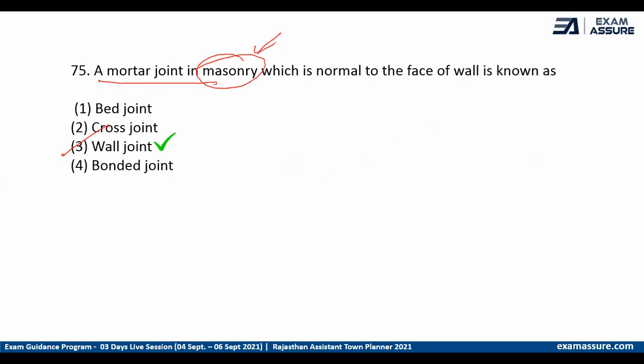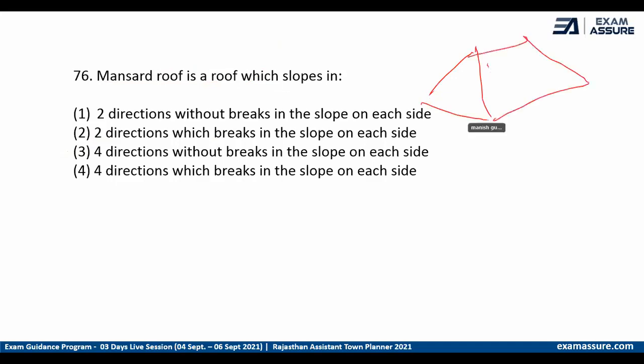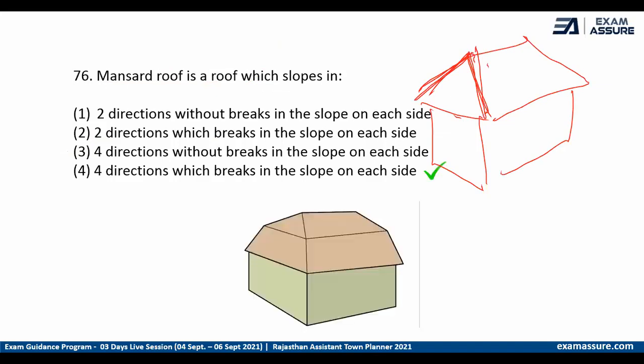Let's move to the next question. The mansard roof is a sloped roof. We might have seen different kinds of roof, like this kind of roof. This is a gable roof, in which it has slope in two directions. Then there is a mansard type of roof. Please do next and show them the image. This is the mansard type of roof.